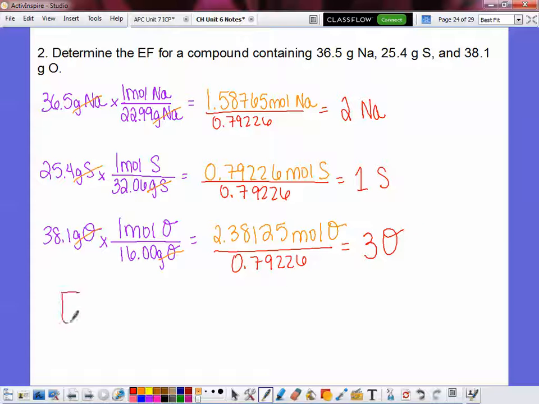So my empirical formula, these become the subscripts. My empirical formula is what? Na2SO3.